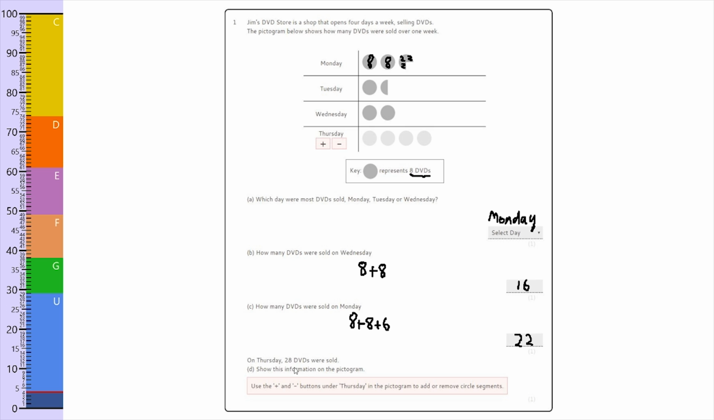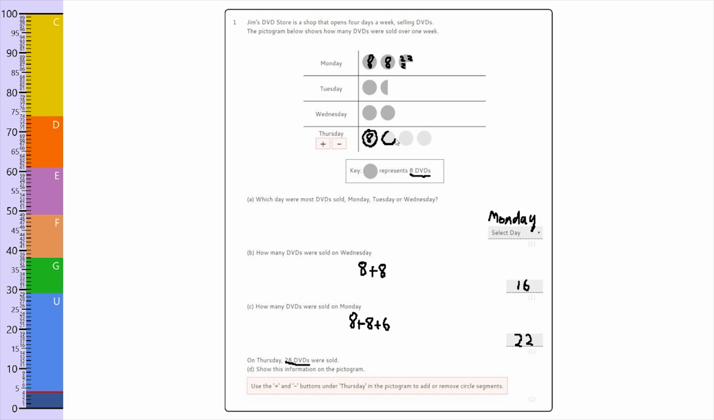Okay, last one. It says on Thursday 28 DVDs were sold. So 28 DVDs, so that's the number we need for the question. Show this information on the pictogram. So I know there's going to be at least 8, so I'm going to show 1 circle for my 8.